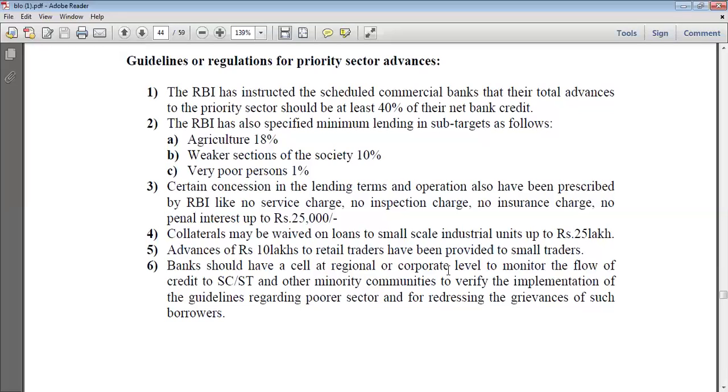And fourth one, collateral may be waived on loans to small scale industries up to rupees 25 lakh. Basically, for safety purposes, most nationalized banks take collateral. That collateral will be exempted, especially for small scale industry units up to rupees 25 lakh. For example, if I am a small scale industry person and I get a 25 lakh loan from the banker, there is no collateral or security required. Without any collateral, we can get the loan from the bank. That is another major thing.